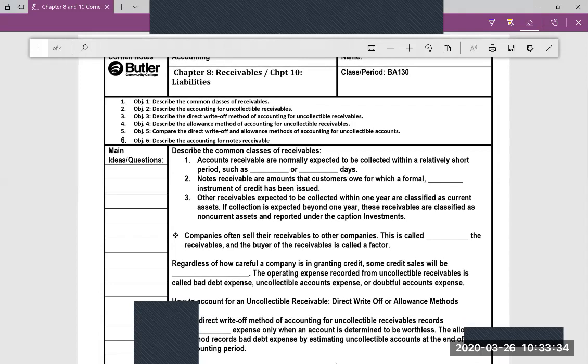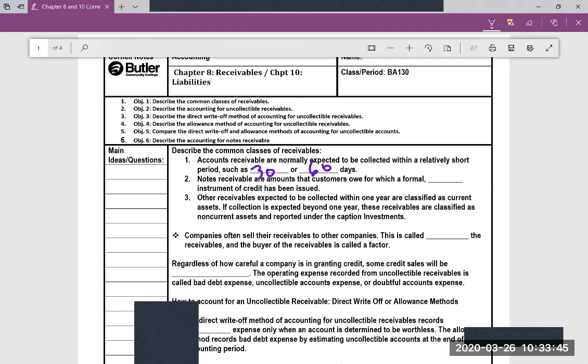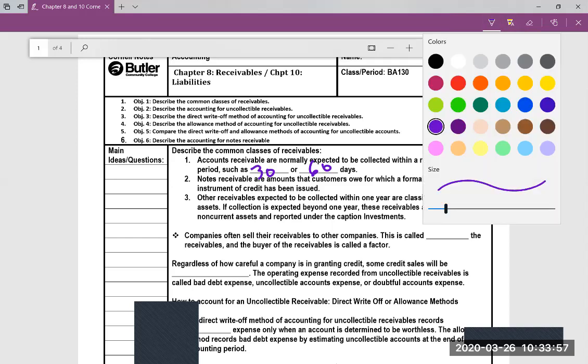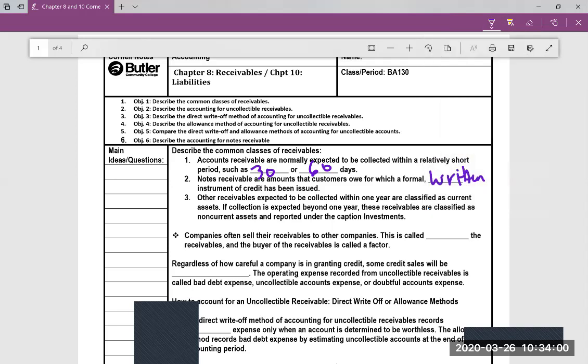So first of all, accounts receivable are normally expected to be collected within a relatively short period of time, such as 30 or 60 days. Notes receivable are amounts that customers owe for which a formal written instrument of credit has been issued. So we'll start talking about notes receivable here at the end of the lecture. Other receivables expected to be collected within 1 year are classified as current assets. If the collection you expect to be beyond 1 year, those are classified as non-current assets and reported under the caption investments.